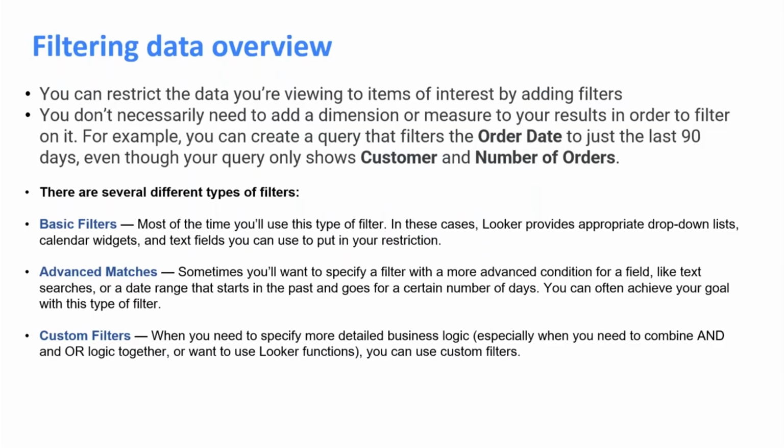Filtering and limiting data: an overview. You can restrict the data you are viewing to items of interest by adding filters. So filters help us to restrict data based on our needs. You don't necessarily need to add a dimension or measure to your result in order to filter on it. Did you all get this point? The second point: you don't necessarily need to add a dimension or measure to your result in order to filter on it.